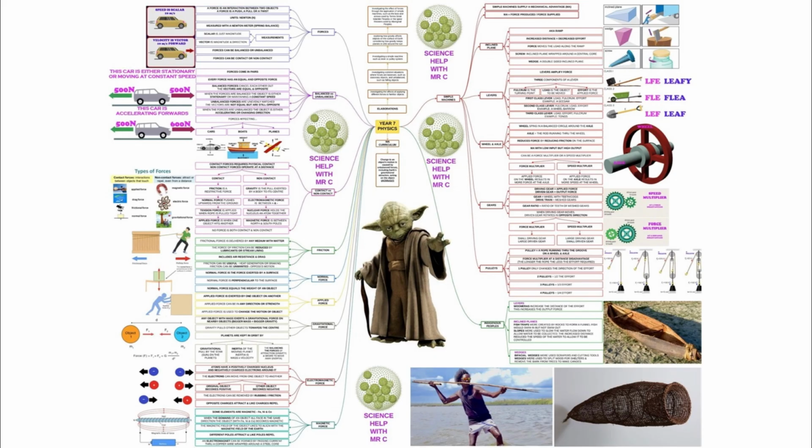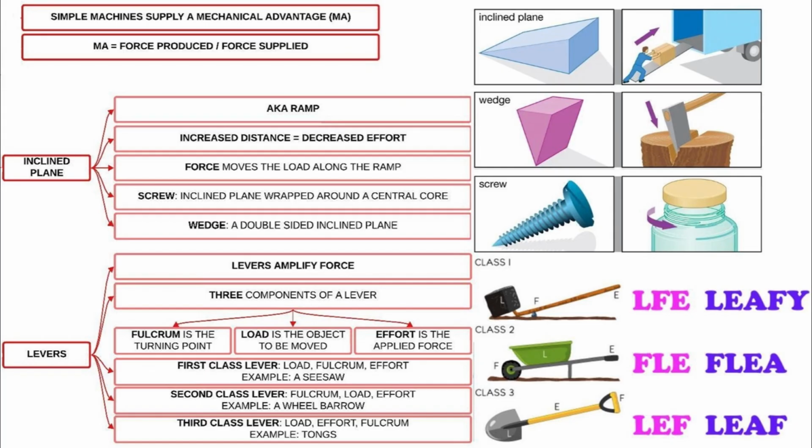Okay, now we're going to go on to simple machines. A simple machine supplies a mechanical advantage. Mechanical advantage equals the force produced divided by the force supplied. And there are several different types.